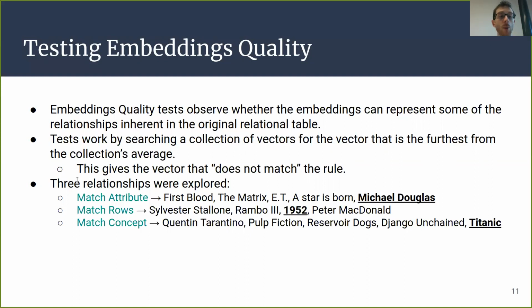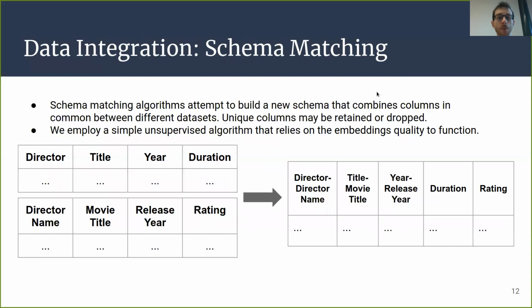For match attribute, we want to recognize an actor among movies. For match row, we corrupt a tuple by introducing the wrong value in one of the fields and check if the algorithm can correctly point it out. For match concept, we observe if, for example, the director Quentin Tarantino is more closely related to his movies, Pulp Fiction, Django Unchained, or Reservoir Dogs, than those movies are related to other movies that are not by Tarantino, such as Titanic. The results for this will, of course, be reported in the paper.